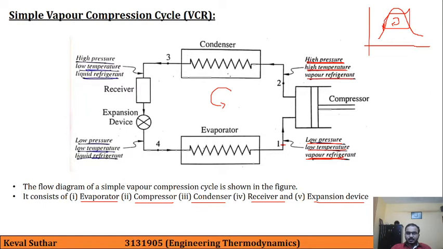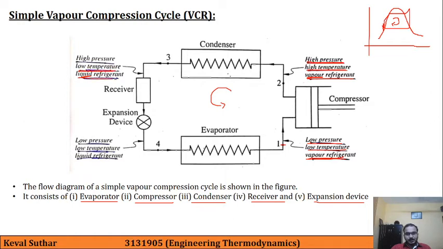This is the work of the compressor, to take it from low pressure and temperature to high pressure and temperature. Then we have the condensation process. Condensation means there will be a phase change, that is, the vapor will get converted into liquid. And obviously, the meaning of condensation is that there will be a drop in temperature. So here the high temperature will get converted into low temperature.